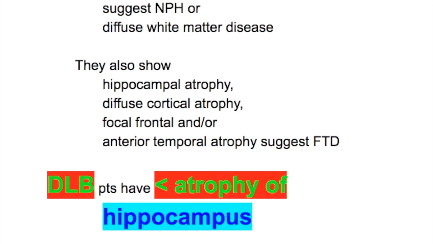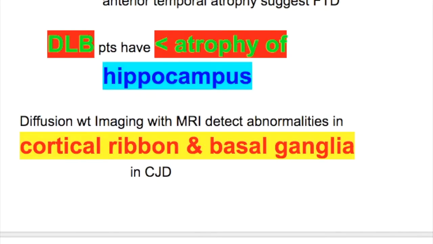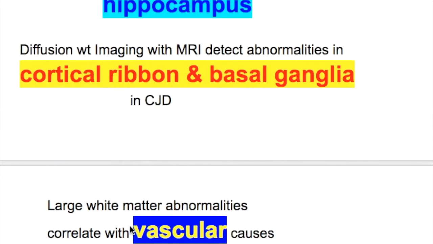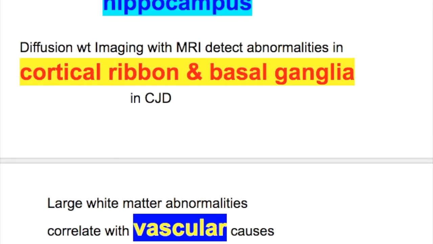Diffusion weight imaging with MRI detects abnormalities in cortical ribbon and basal ganglia in Creutzfeldt-Jakob disease. Large white matter abnormalities correlate with vascular areas.